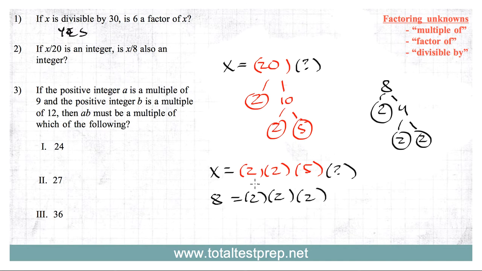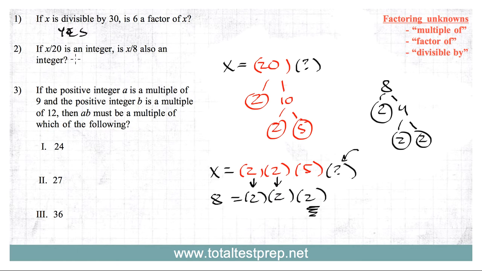And now, can I make 8 from the prime factors of x? Do I have, in other words, all of the prime factors of 8 in the known prime factors of x? I have a 2 and another 2, but this third 2 is not present up here that I know of. Now, it could be inside the question mark because we don't know what we're multiplying 2 times 2 times 5 by. But we don't know for certain whether there's a 2 in there.